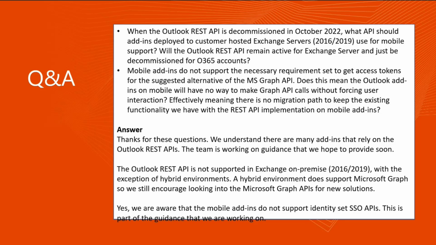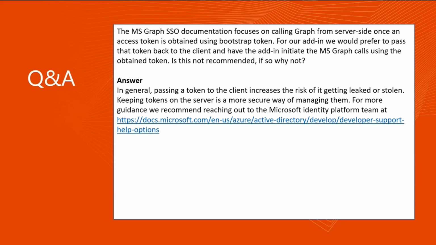That's super helpful. And then moving on. By the way, Juan, I think it looked like somebody might have asked a follow-up question on that in the chat. And let's see. So the next question was about the Microsoft Graph SSO documentation. It focuses on calling Graph from server side once an access token is obtained using a bootstrap token. For our add-in, we would prefer to pass that token back to the client and have the add-in initiate the Microsoft Graph calls using the obtained token. Is this not recommended? If so, why not?